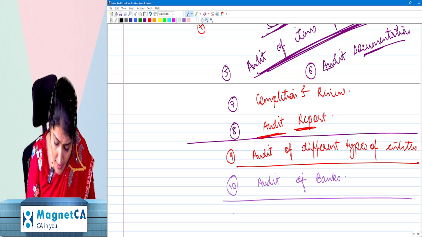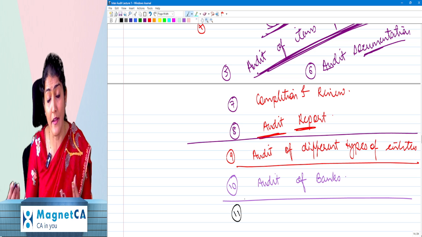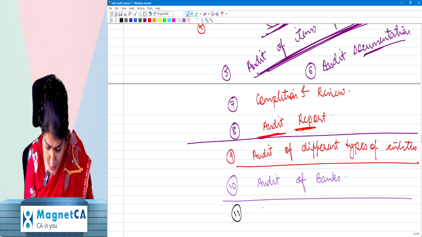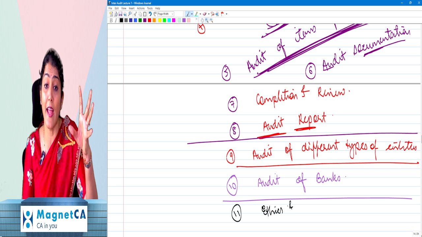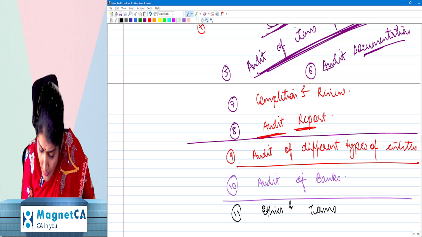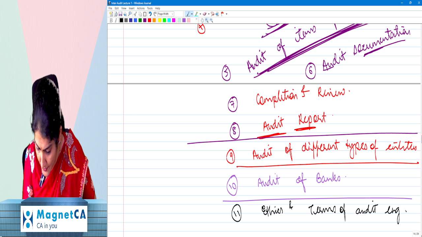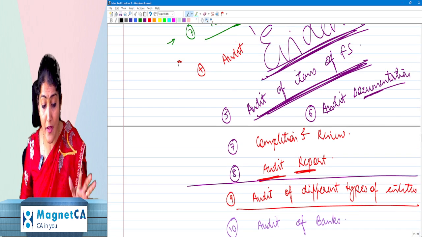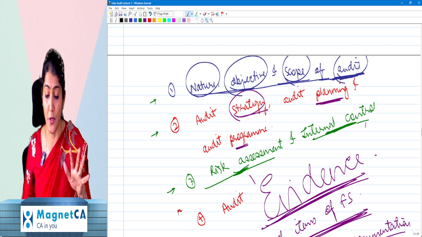Okay, and then the last chapter which we have over there is the ethics and the terms of audit engagement, right? Because the name of the subject is auditing and ethics, so you have the ethics and also the terms of the audit engagement. So that's the breakout of the 11 chapters which are there in your syllabus.